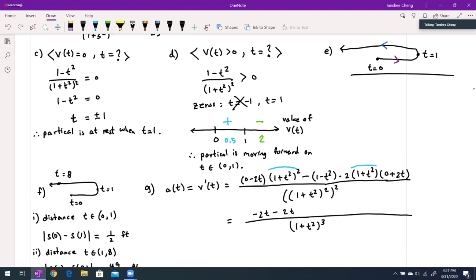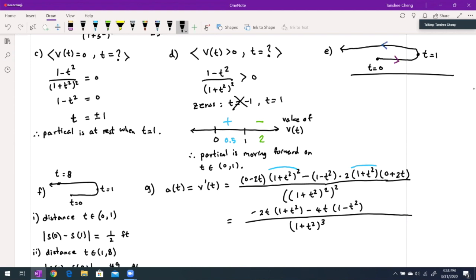Let me do it a different way. Distributing is too much work. So what I'm going to do is write it out so that we can continue a little bit faster. So not distributing, but just writing it down. That will be negative 2t times (1 plus t squared), minus, and this will become 2 times 2 is 4t, over 1 minus t squared.